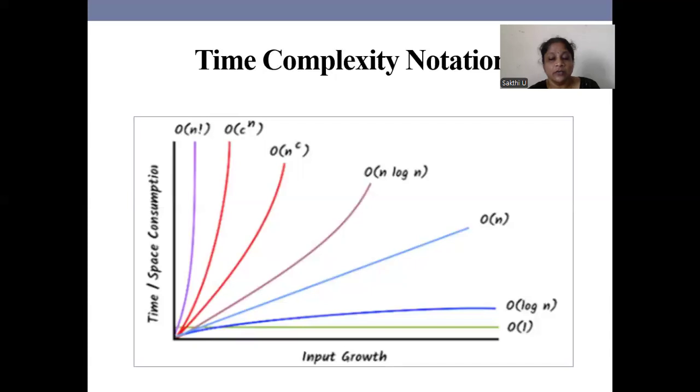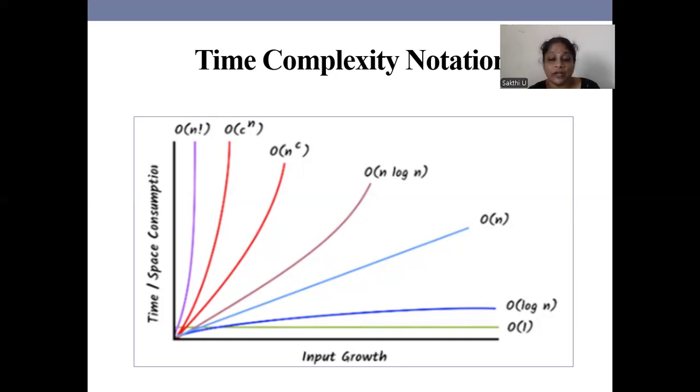And we will see the growth. On the x-axis we have the inputs and on the y-axis we have the time and space complexity. See the graph: order of 1, the fixed one. If n increases on the x-axis, there is no change in execution time. And take log of n. If n increases, there's a slight change, order of log n. It won't take much time.